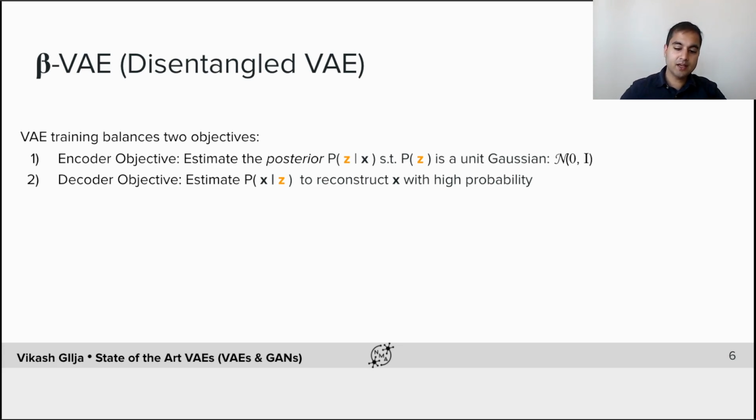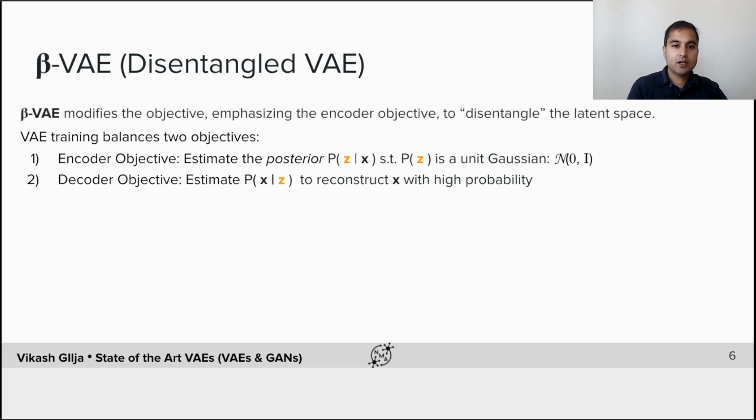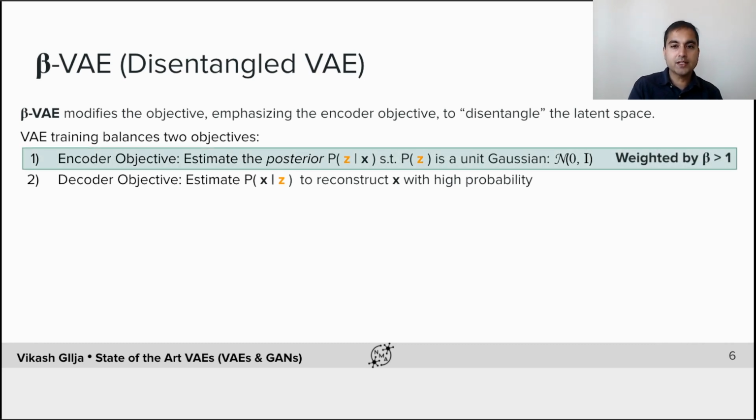Now, what the beta VAE does is it simply upweights that encoder objective. So we're going to modify this objective to emphasize the encoder objective. And the reason this is done is that the goal is to disentangle the latent space. So by making the latent space more compact, we're putting pressure on the latent space to better represent the range of possible input data. And the modification algorithmically is actually quite simple.